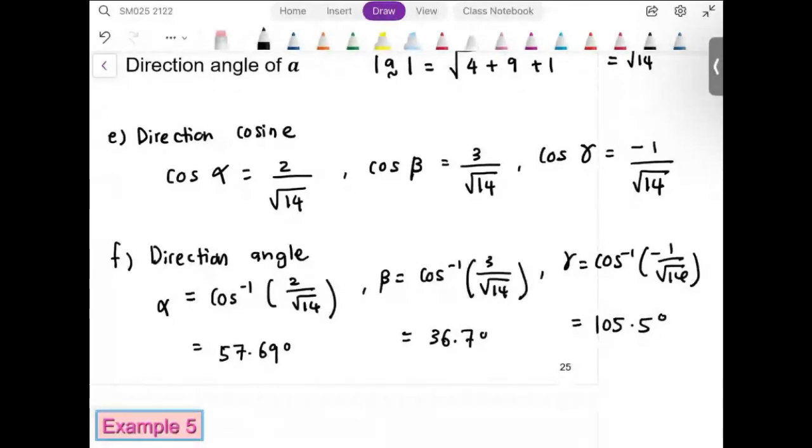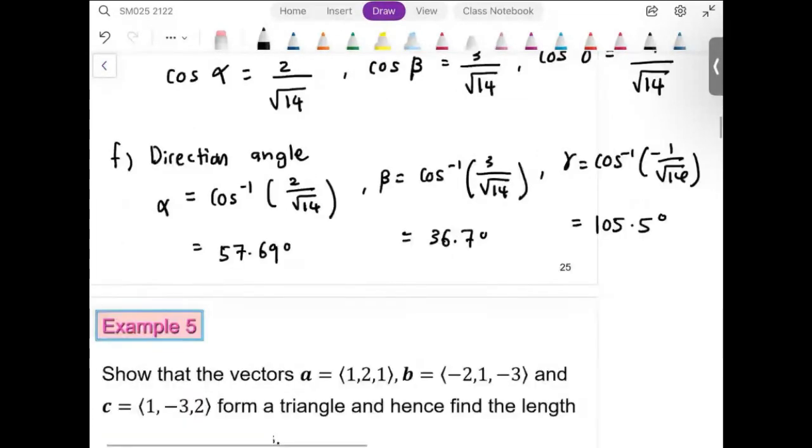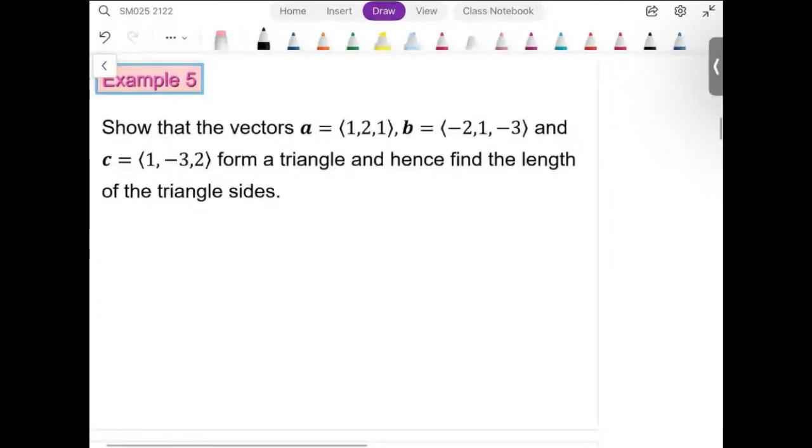Settle. Dia simple je kan. Dia simple provided awak tahu kena guna formula apa. Direction cosine, your answer must be in the form of cos. Cos alpha, beta, gamma. Vector divided by its magnitude. And then for direction angle, each element just now you have to find the angle. So ada 3 sudut kat situ. Okay. Next question. Ini soalan famous juga, saya letak star.